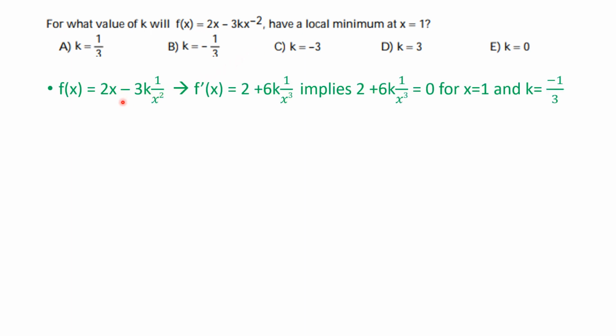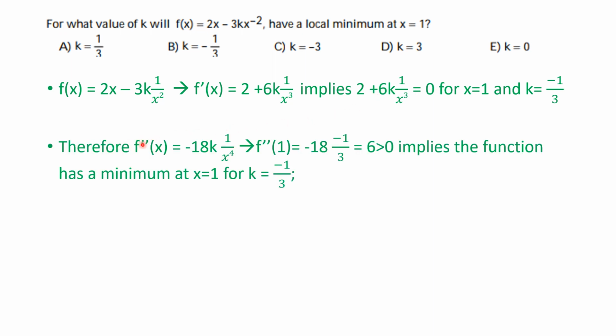One more time. The function f of x equal to 2x minus 3k multiplied by 1 divided by x squared implies that the first derivative of the function equals 2 plus 6k multiplied by 1 divided by x to the power 3. And this implies that 2 plus 6k multiplied by 1 over x cubed equal to 0 for x equal to 1 and k equal to negative 1 divided by 3. This is the only way we can get 0 out of this left-hand side.